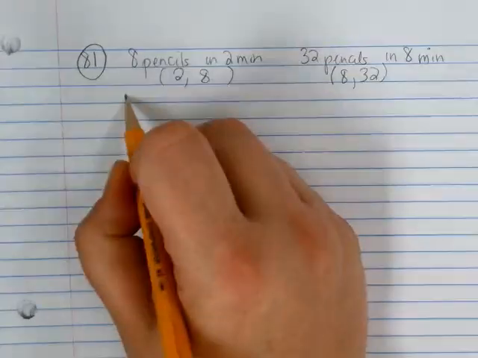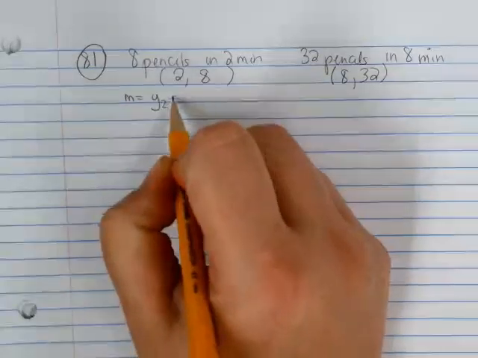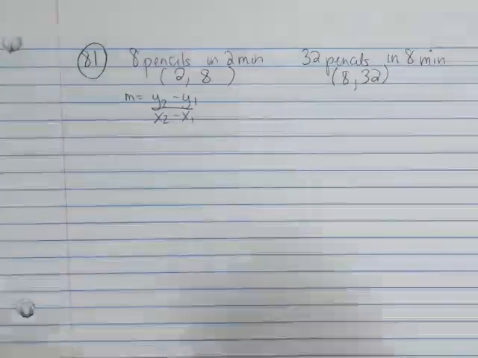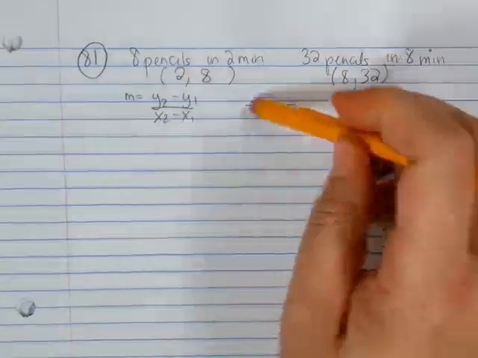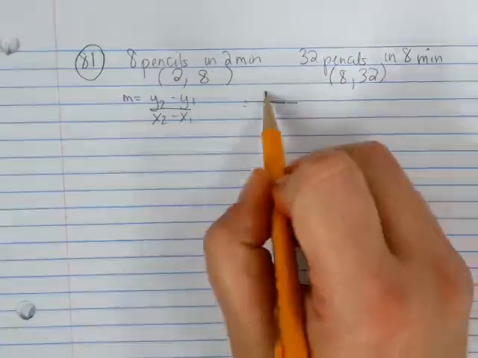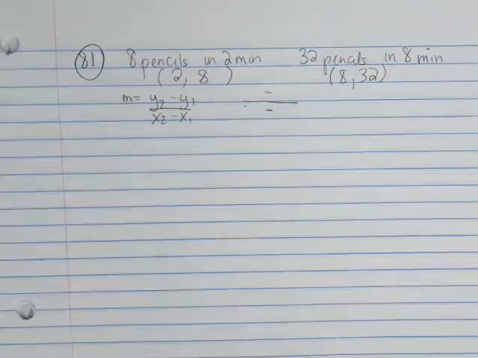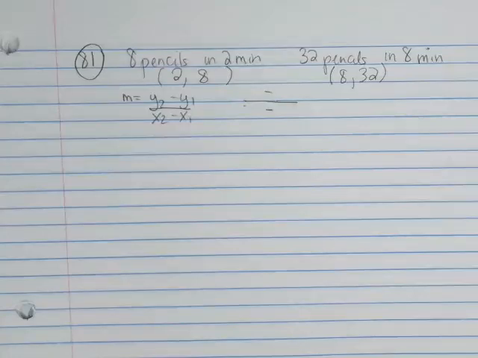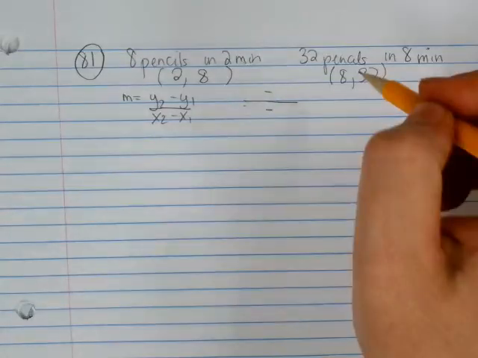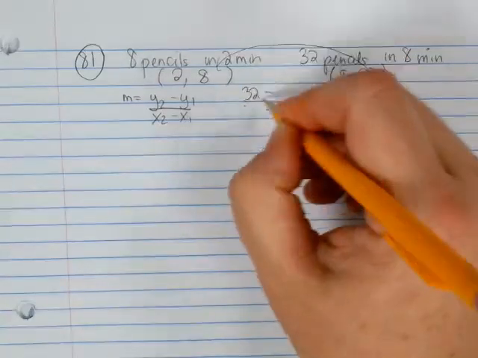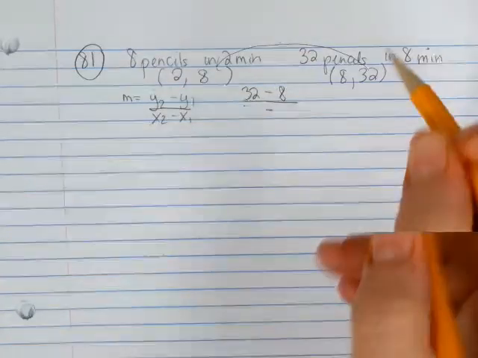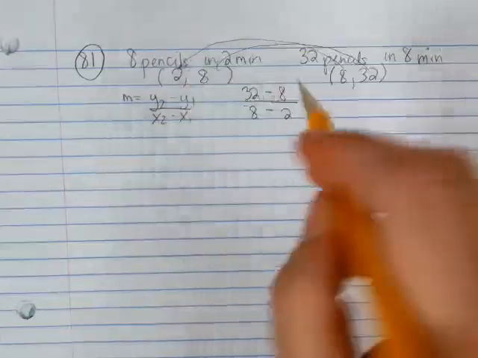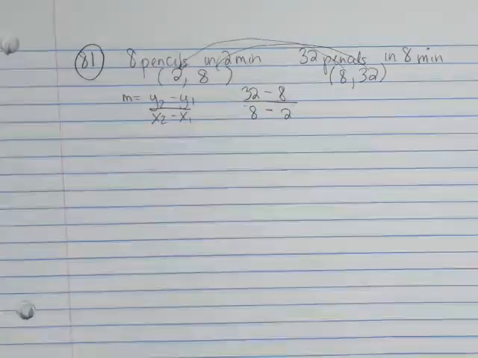Slope is y sub 2 minus y sub 1 over x sub 2 minus x sub 1. It doesn't matter which one is point 1 and which one is point 2, as long as we are consistent. I put my fraction minus over minus in first because it helps me not mess up my signs when I have negatives. So I'm going to do 32 minus 8. If I do 32 first, then I must do 8 first in the denominator. Again, you could switch those as long as you switch both the numerator and denominator.